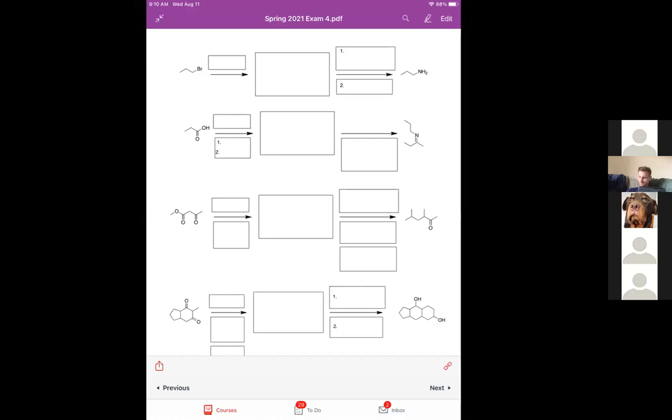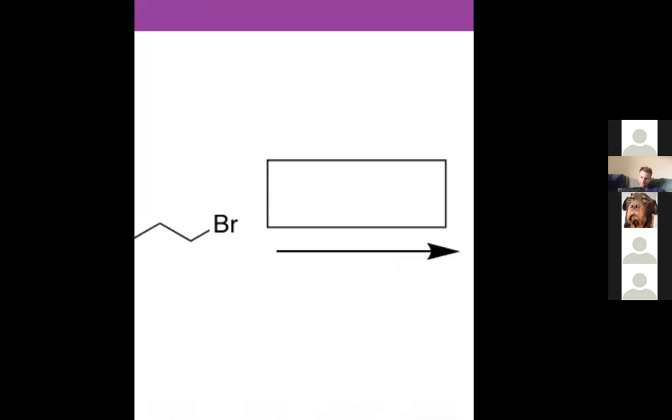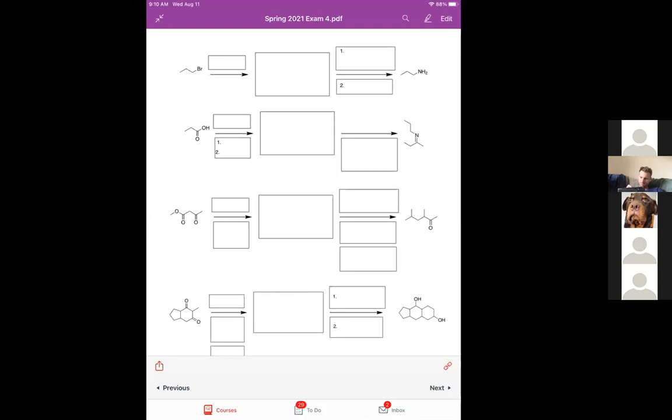All right. You can do this a few different ways. Let's do it the other way. So if we add in sodium azide, NaN3, and then LAH, can get us down to here.